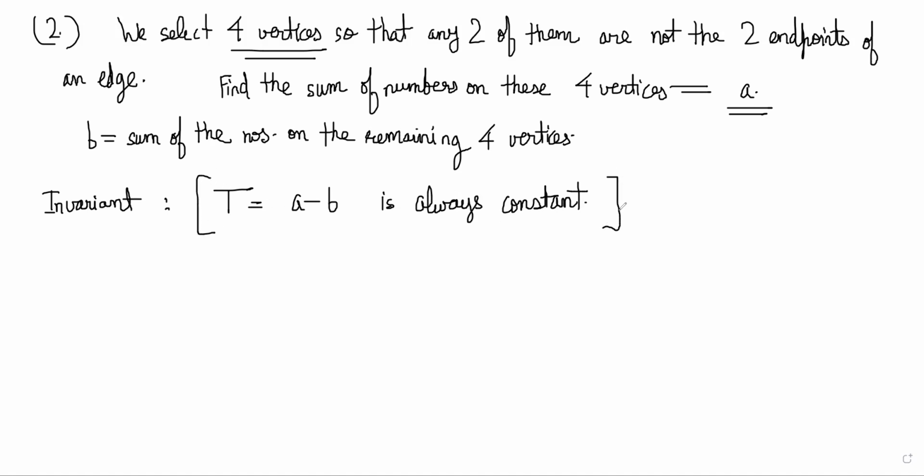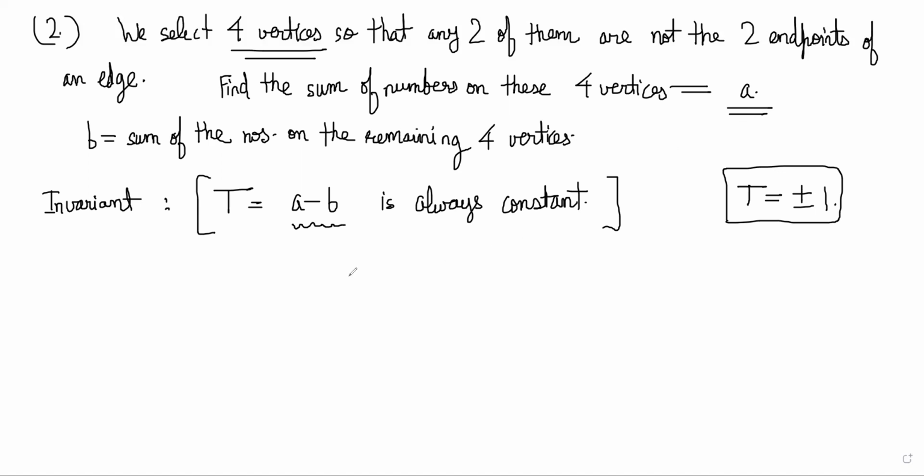Why is this always constant? You can repeat the operation any number of times. The value of A minus B will always be constant. In the beginning, T starts off with a value of plus or minus 1. Why? Because you can pick the 4 vertices in A, all of them could be 0, 0, 0, 0, and then the remaining vertices here will be 0, 0, 0, 1. In that case, the value of T will be minus 1. Or you can pick the one vertex in A set and the other vertices are 0. In that case, it would be plus 1.